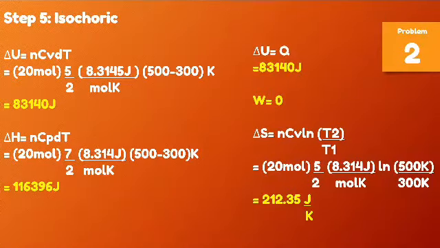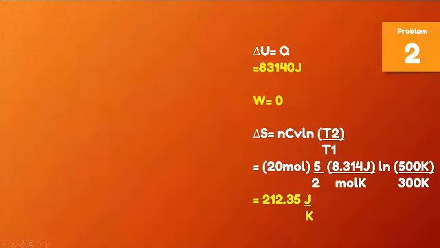The formula for delta H is equal to nCpdT. And then substitute all the given. 20 moles times 7 halves times 8.314 J per mole K times 500 minus 300 K. And it is equal to 116396 joules. Delta U is equal to Q. Now, we have delta U, so our Q is equal to 83140 joules. W is equal to 0.